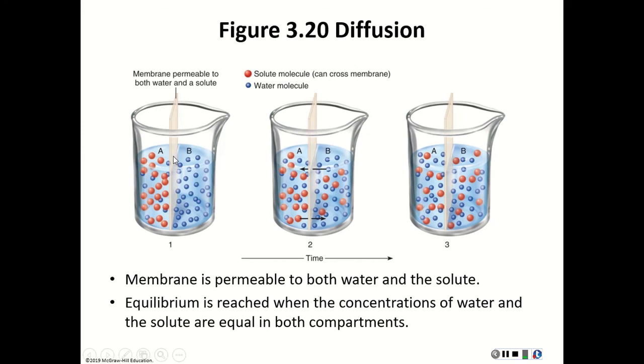Diffusion can also happen even if there's a membrane in between. That membrane, though, has to allow the passage of both the salt and water in order for diffusion to occur. So you'll see that diffusion will keep on occurring back and forth, where both the salt or the sugar and water keep passing back and forth until you reach a state of equilibrium.